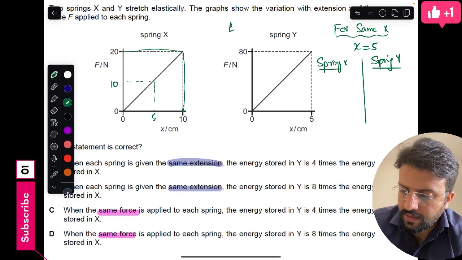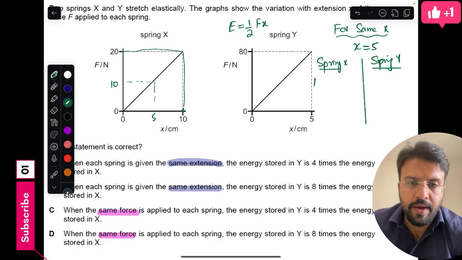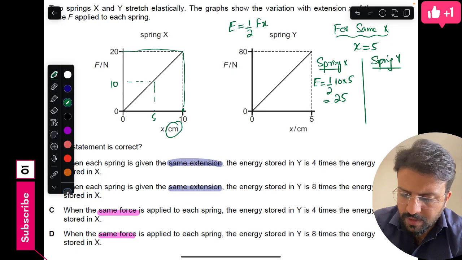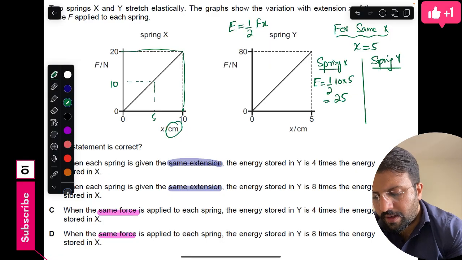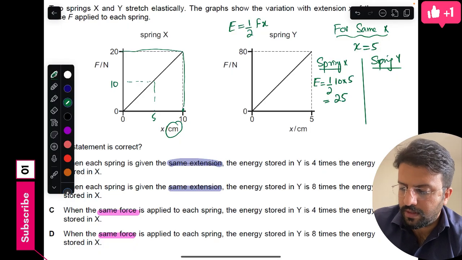So you have to find the energy. We know the relation: E equals 1 over 2 F into X. So E equals 1 by 2, F is 10, X is 5. That will give you 25. I'm not converting the units, although you would have to if you had to give the answer in joules. But we just have to compare, so there is no need to convert them.